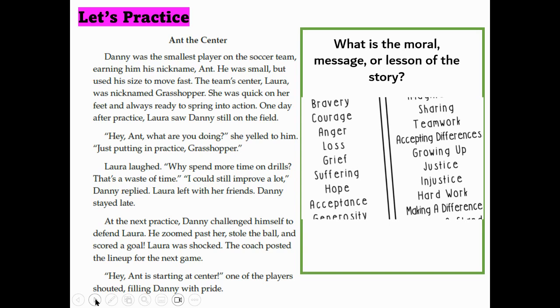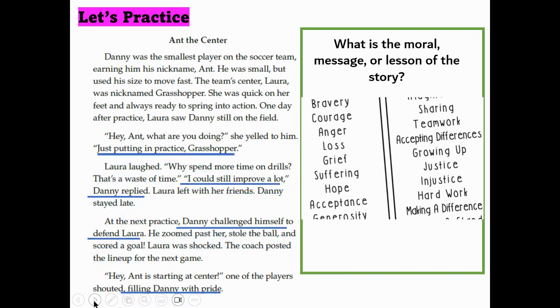So, what is the moral message or lesson of the story? And these are some ideas: bravery, courage, anger, grief, suffering, hope, growing up, justice, injustice, hard work, making a difference, teamwork. So let's look at the evidence in the text, because remember, we want to go back to that evidence in the text.